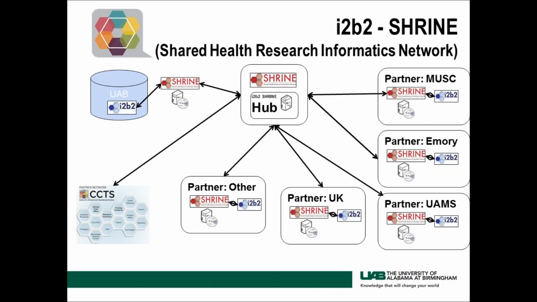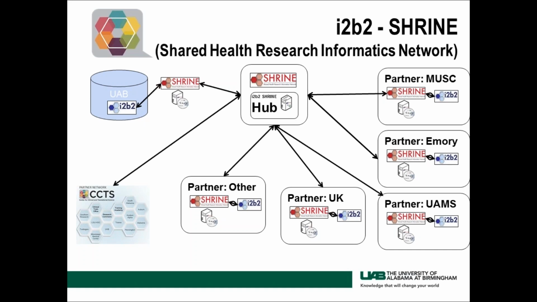So I'll transition now to talk a little bit about Shrine. Shrine is specifically built on top of i2b2. And think about it this way. All of the aggregate information that I said you could get from i2b2, building the query, asking the question, getting the count, Shrine allows you to not just get the answer from UAB, but also from other institutions. So you don't know just that there are this many patients that meet my criteria at UAB, but you also know how many at MUSC, at Emory, at UAMS, so that you can target where those potential collaboration opportunities are.